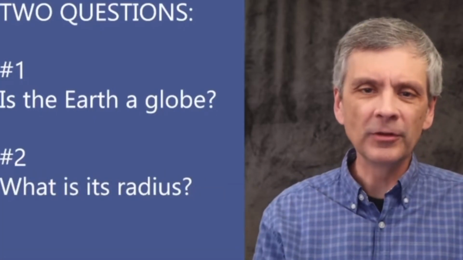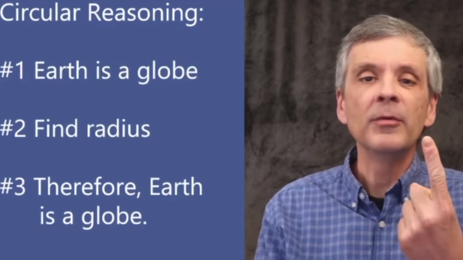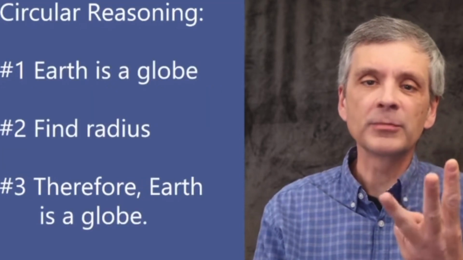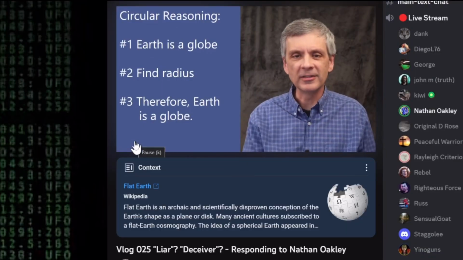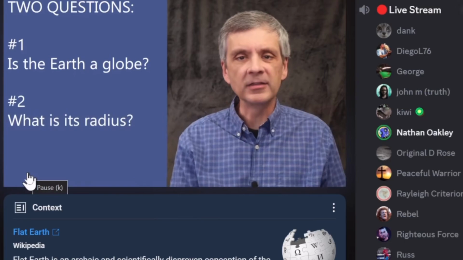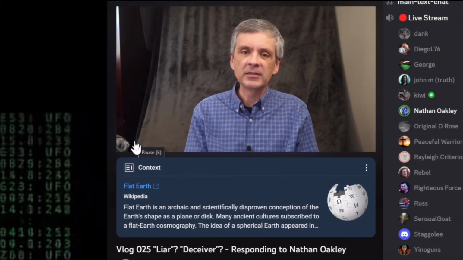If you were trying to prove the Earth is a globe by finding the radius, like this: assume the Earth is a globe, we can calculate a radius, therefore this proves Earth is a globe. No, that's a logical fallacy, a begging the question fallacy. If the Earth is a globe, then we can calculate the radius.